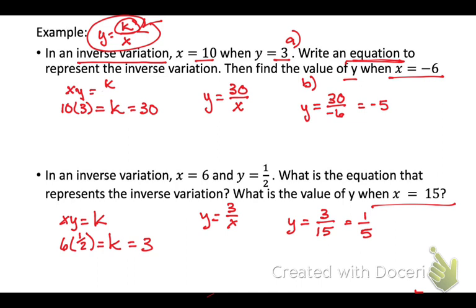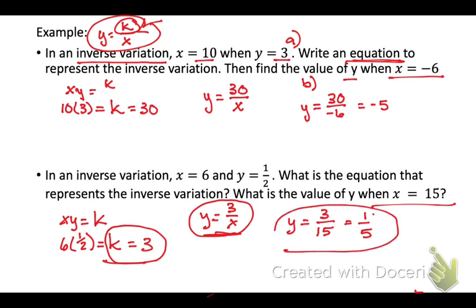Okay, so did you get your K as 3? Yeah. Okay, so your equation. When I grade these, I'm looking for your K and then your equation. So y equals 3 over x. And then you plug in 15, and your answer is 1/5. So I'm looking for all parts of that.